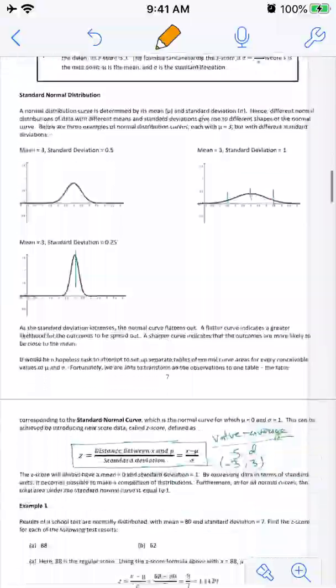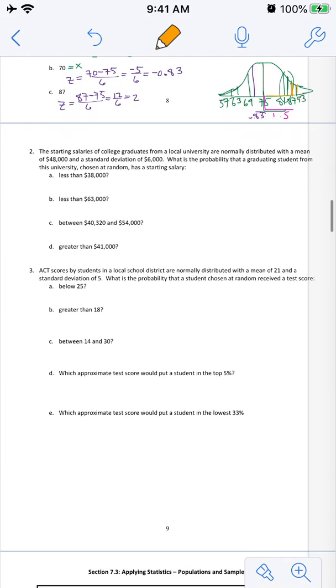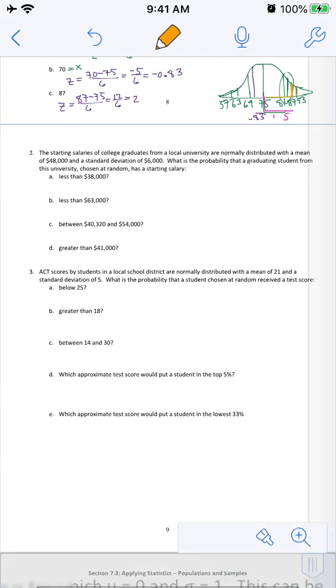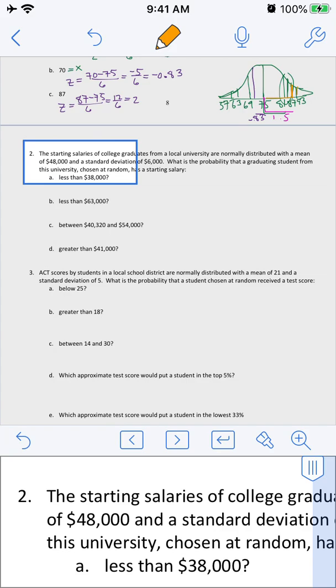Too far. We are here. Page 9 again. All right.